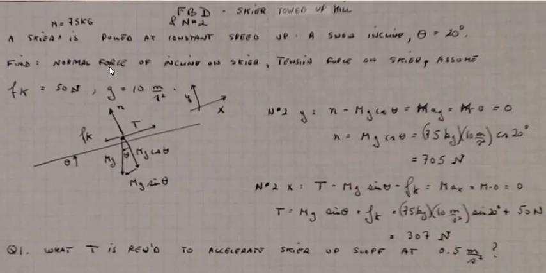the normal force of the incline on the skier is, and we'd like to know what the tension force on the skier is, assuming that there is a kinetic frictional force of 50 newtons, and for easy numbers that the acceleration of gravity is 10 meters per second per second.